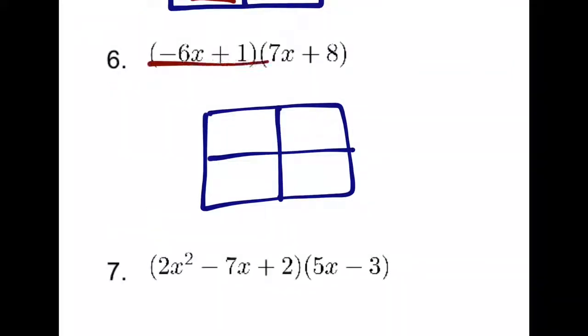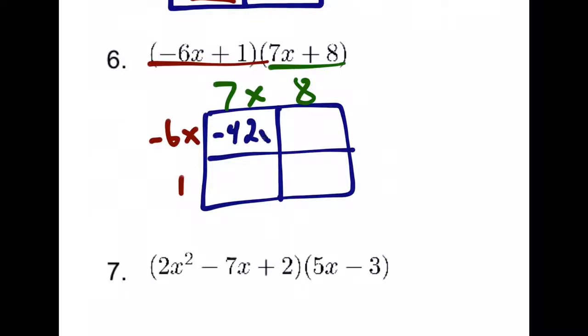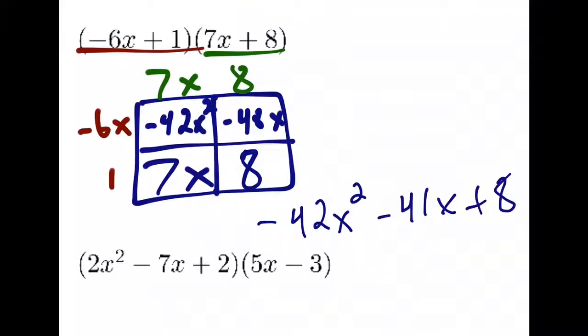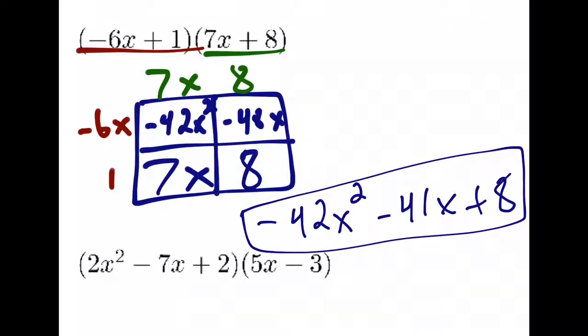Number 6 has a similar setup. I can take negative 6x and a positive 1. I'll do it in a different spot this time. And 7x and a positive 8. And then I multiply row by column. This here gives me a negative 42x squared, a 7x, a negative 48x, and an 8. When I combine like terms, my final answer will be negative 42x squared, which came from here, is the only x squared term. When I combine negative 48 plus 7, I got negative 41, and 8 had nothing to be combined with.